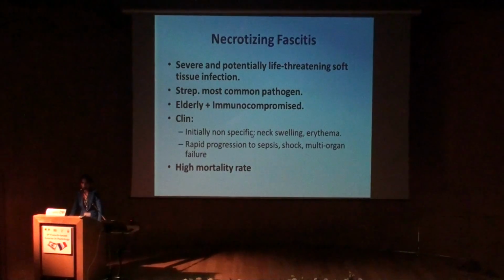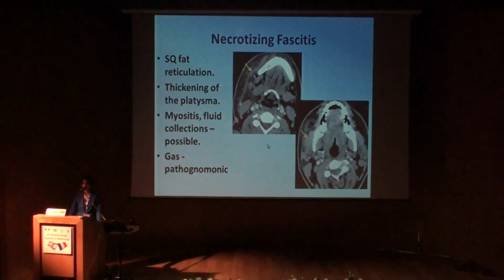And necrotizing fasciitis is presented here because of the similarity of a fast developing neck infection. It's not always related to odontogenic infection, but it is an infection of the deep neck structures. Strep is the most common pathogen, and it happens in elderly and immunocompromised patients. Initially, you get a non-specific neck swelling and erythema, but rapidly there is progression to sepsis, shock, and multi-organ failure. So you need to identify and treat it fast.